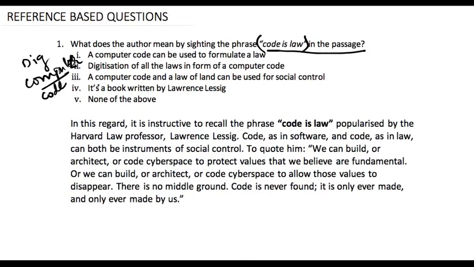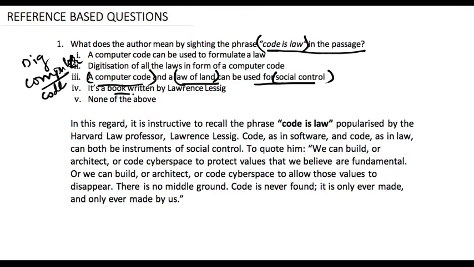The third statement is a computer code and a law of land can be used for social control. This has three keywords: computer code, law of the land, and social control. So we have to see in the specific sentence whether these three words are available or not.